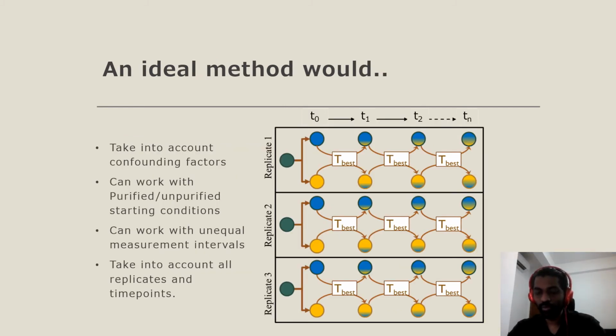And so ideally, we're looking for a method that can take into account these confounding factors like bidirectional transitions and phenotype-specific growth rates, a method that can work with both purified and unpurified starting conditions so that you don't always have to purify or sort each phenotype separately at the start of your experiment, a method that can work with unequal measurement intervals so you don't always have to measure periodically, and a method that can take into account all your different replicates and all your time points to give just one transition matrix that best fits all of your data set.